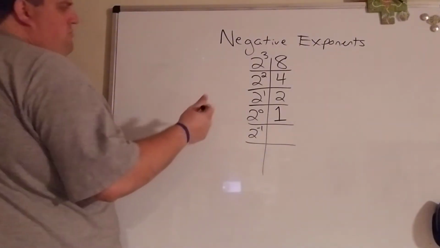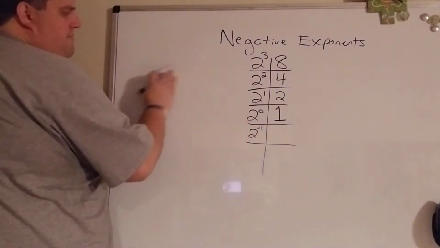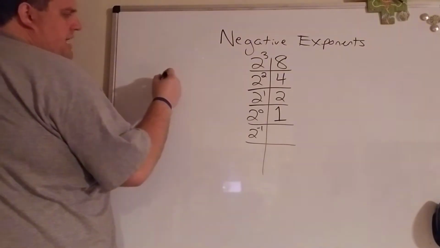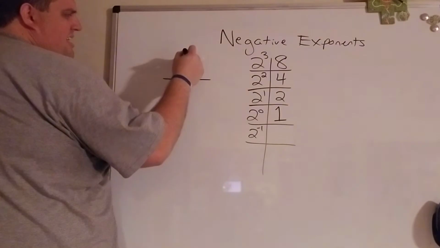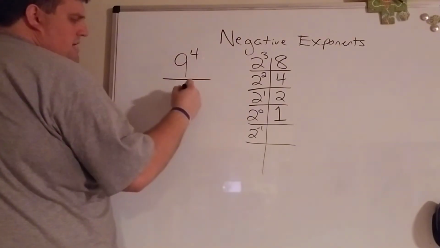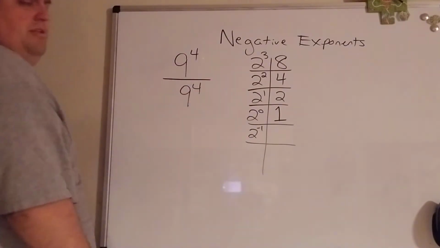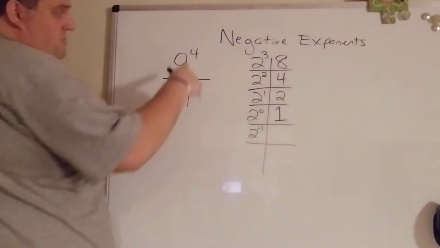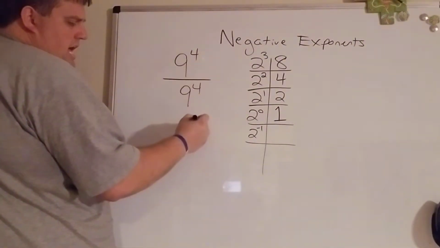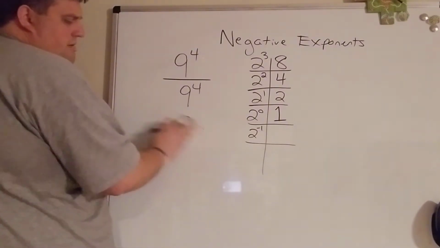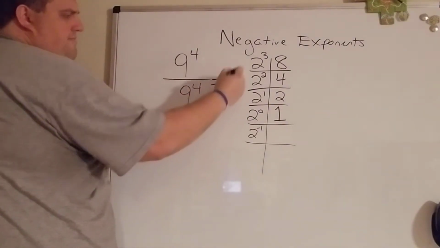But if you think about the rules that we've learned so far, if we divided 9 to the 4th by 9 to the 4th, for example, the division rule says that you'd subtract these exponents and you would get 9 to the 0 power. Here, I'm going to write it over here.